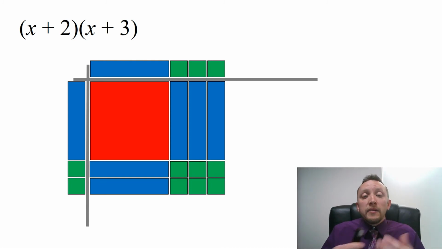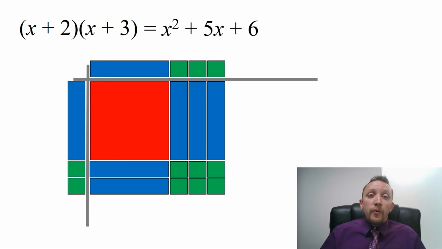We're going to combine the like terms. We're going to combine the tiles that are the same. So we would have x squared. We'd have a total of 5 of those blue x's, so 5 x's, and a total of 6 of those single unit tiles. So we'd have plus 6. So x squared plus 5x plus 6 would be our answer.